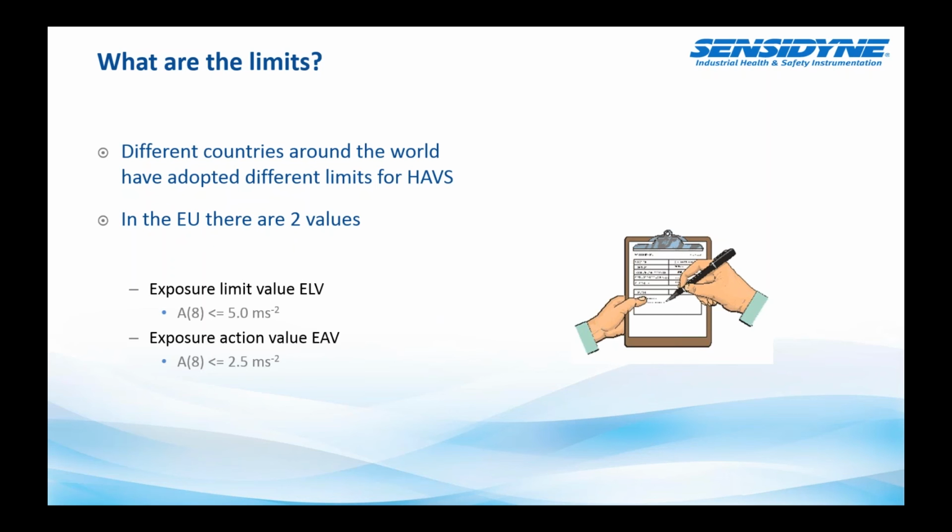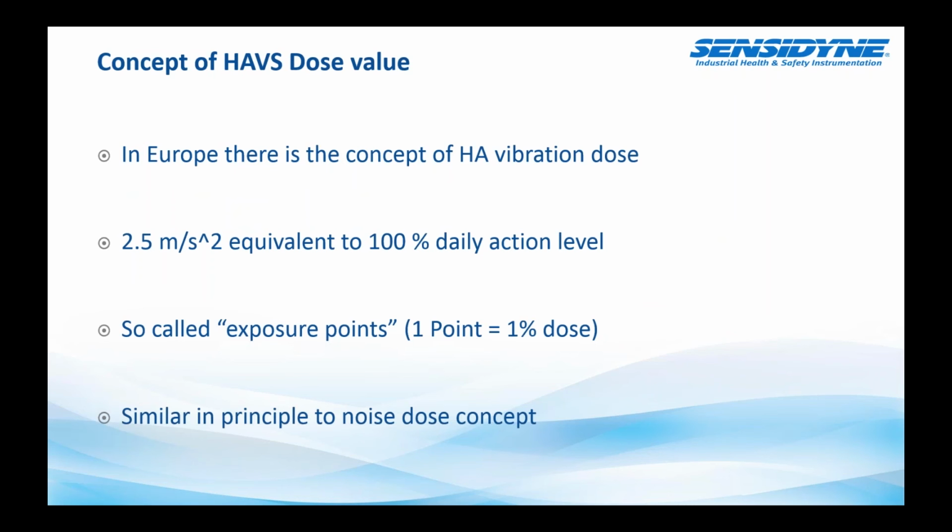So there is also, again, very similarly to noise work, this concept of vibration dose. So we talk about the 2.5 meter per second squared daily action level as being equivalent of 100% dose, and we can measure in exposure points. A point is a 1% dose value. So somebody that receives over a working day 50 points, we would know that they only had a 50% dose level. That would be under the 2.5 meters per second squared action level. Very similar to a noise dose concept.